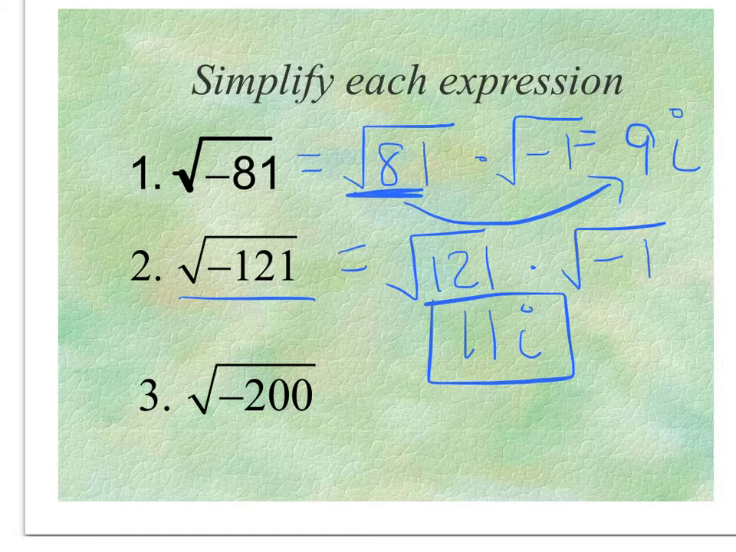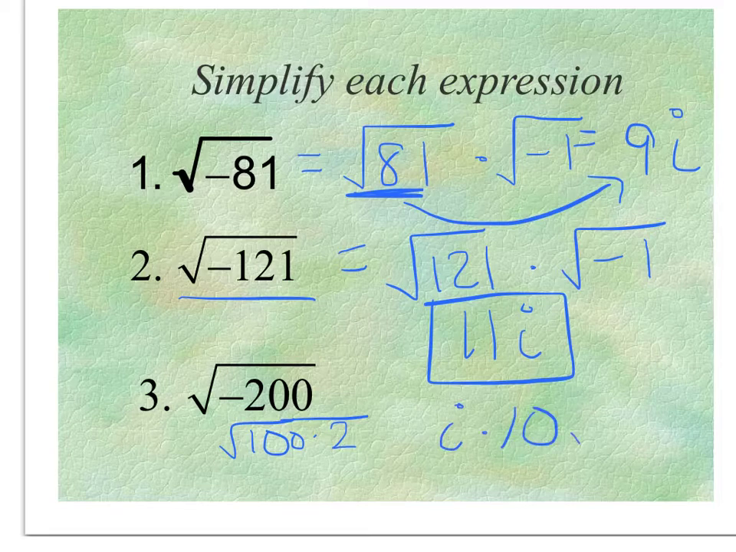The next one is the square root of negative 200. 200 is really the square root of 100 times 2. So that negative is going to give you the i, the 100 will give you the 10, and then the square root of 2 stays inside. So you'll rewrite that as 10i radical 2.